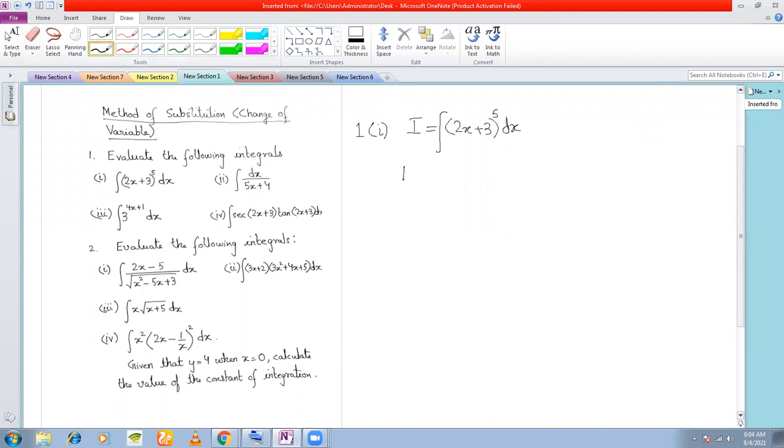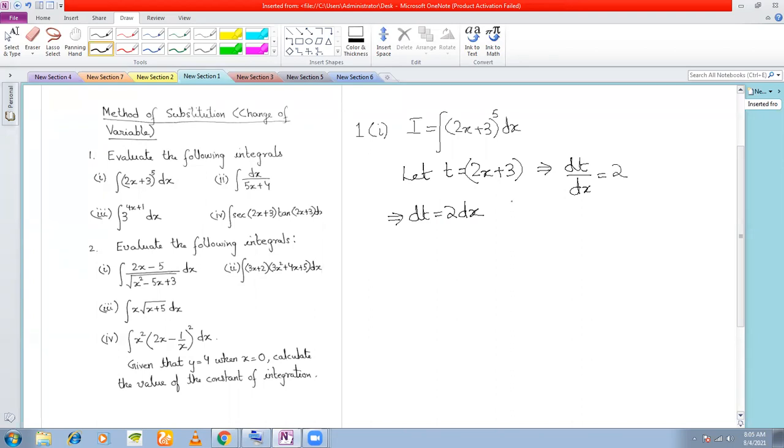See, what we do here is, this expression within the brackets, you assume it to be t. So let t equal 2x + 3. That means t is a function of x, so t can be differentiated with respect to x. That means dt/dx must be equal to 2, right? That means now I can write dt = 2 dx.